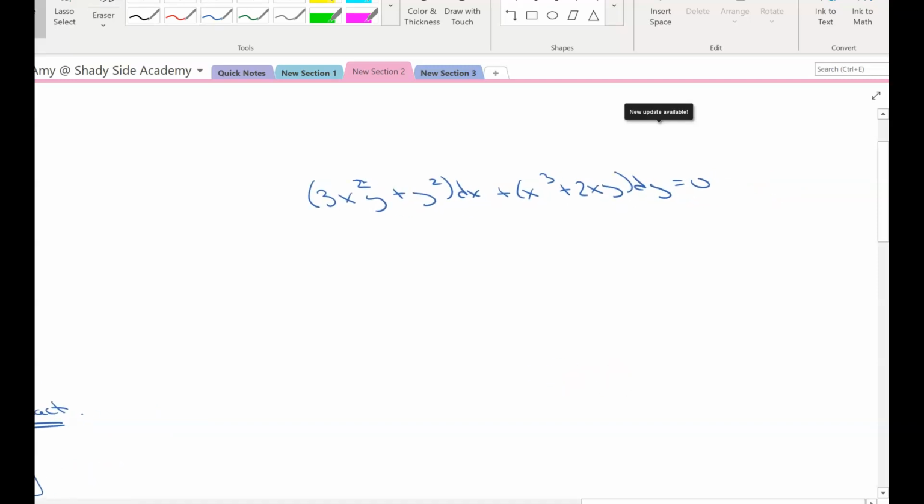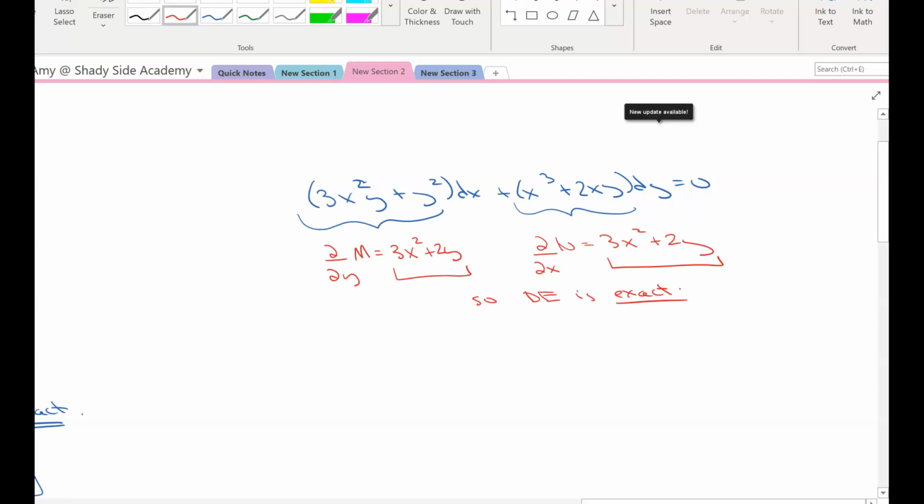Once again, if you eyeball this, this is not even degree 1, so we're not even going to bother trying to solve it using the integrating factor of e to the indefinite integral of p of x dx. Let's check. Take the partial of M with respect to y, take the partial of N with respect to x. I'm just going to pause this and then do it. All right, here we go. When you check those derivatives, they are the same. Therefore, the differential equation is exact.